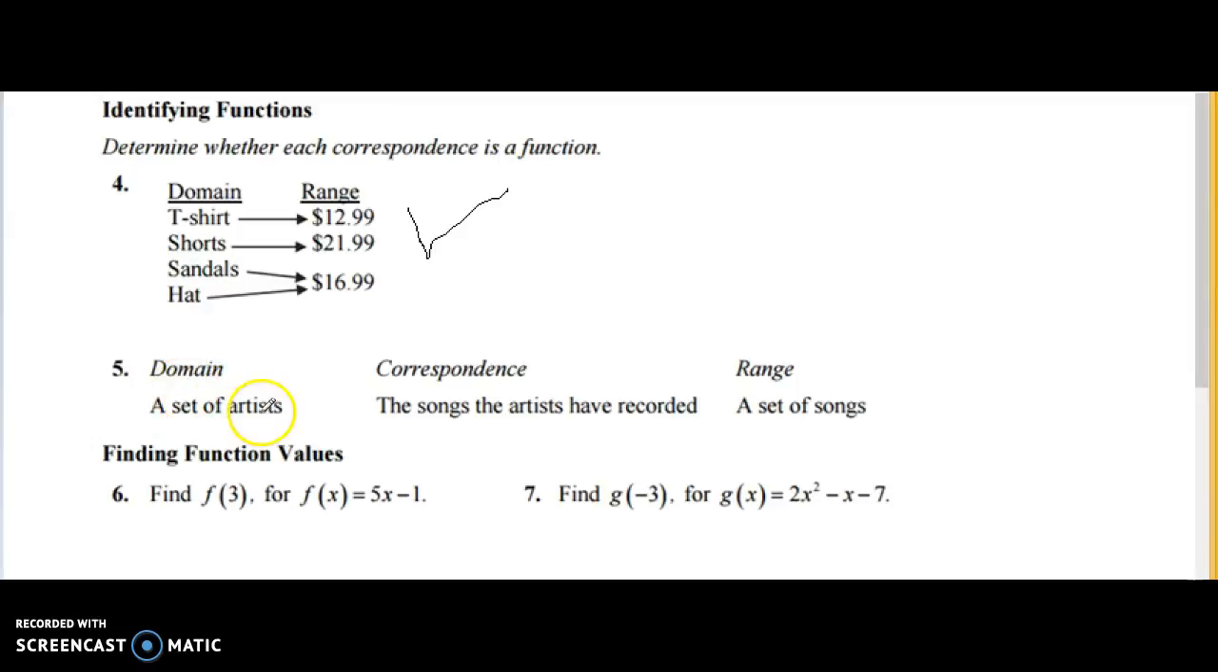Now this one just gives you words here. So the domain is a set of artists, and the range is a set of songs they've recorded. Let's just say that our artist that we choose from the domain is Michael Jackson. There's not going to be one song that would come out. He's got a huge collection of songs that he's recorded. So that would not be a function. However, if your set of artists included one-hit wonders, then yeah, you might have a function. But as this is written, no, this one would not be a function.